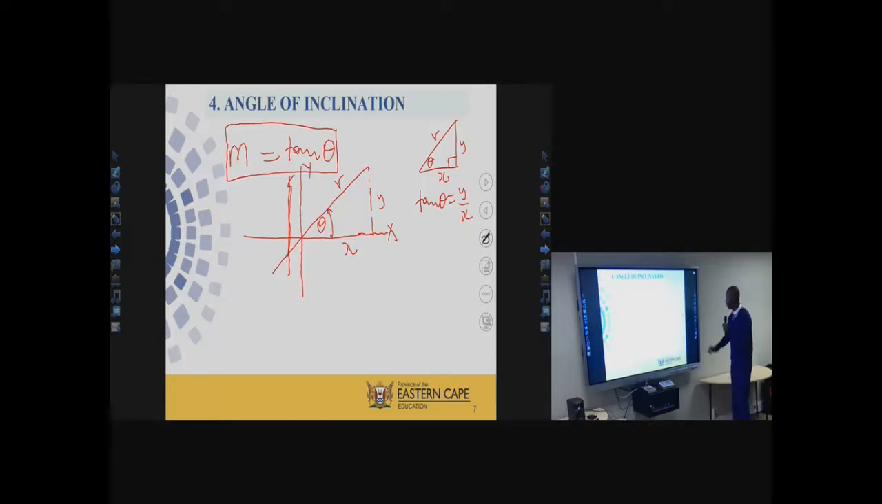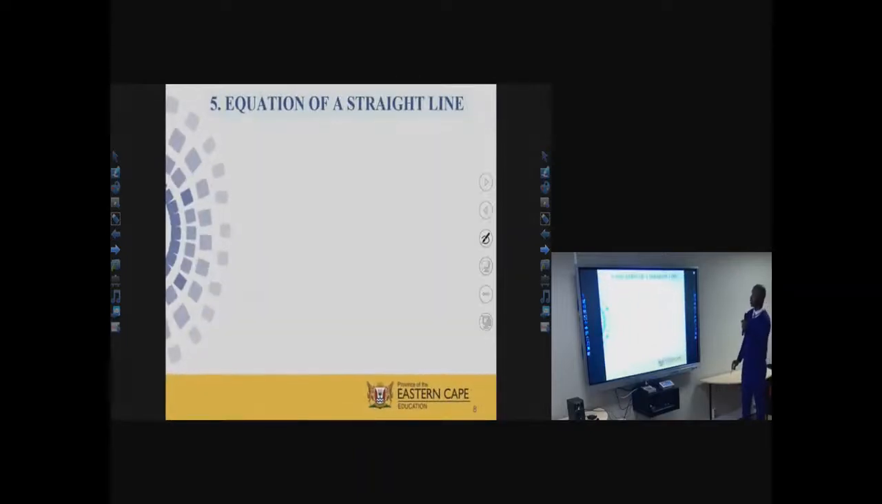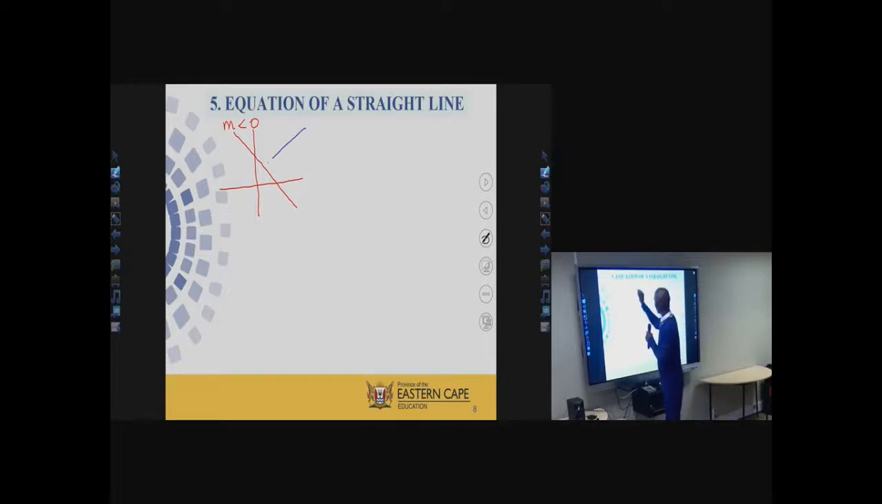Right. Now, the fifth thing that we talk about is the equation of a straight line. Remember that a straight line can have many points. The most important thing is for you to know that if you are having a straight line like that one, then the gradient is less than 0. In other words, it is negative. But the moment you are having another straight line, let's say like that one, then the gradient will be greater than 0. Please take all my lines as straight lines, right? This is just freehand, okay?